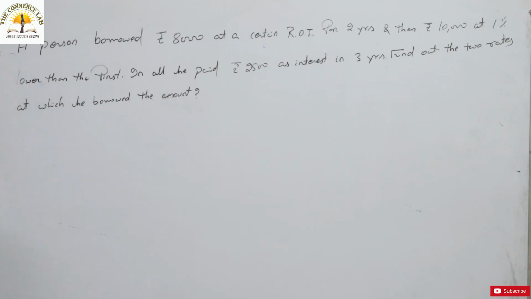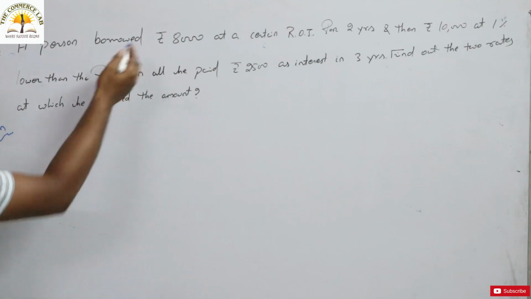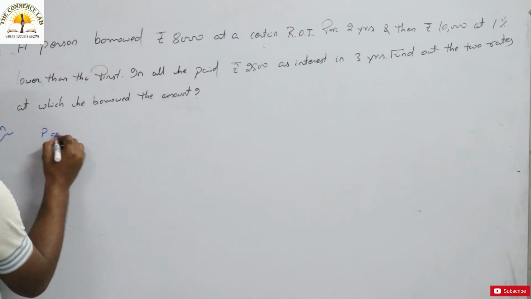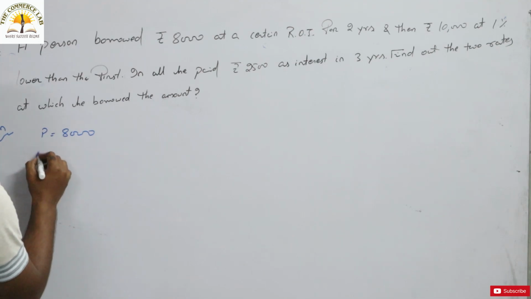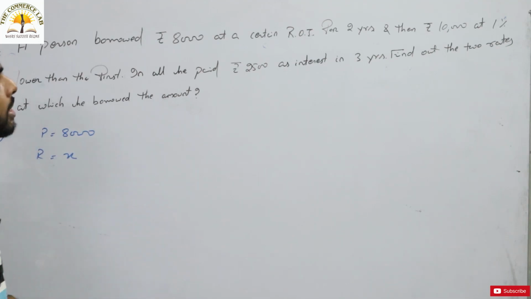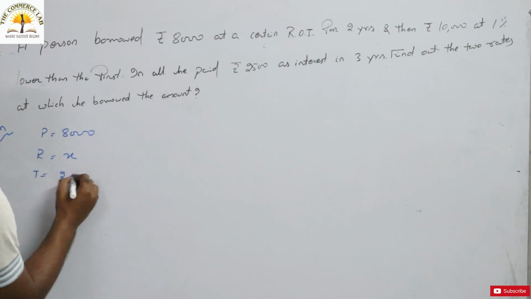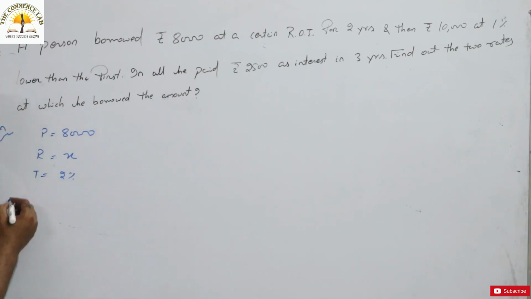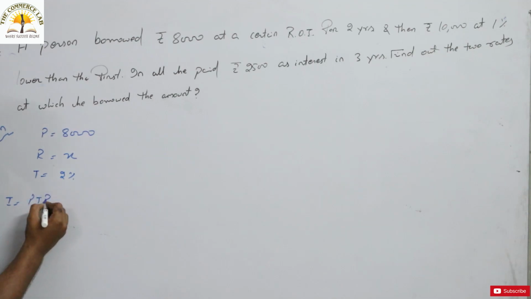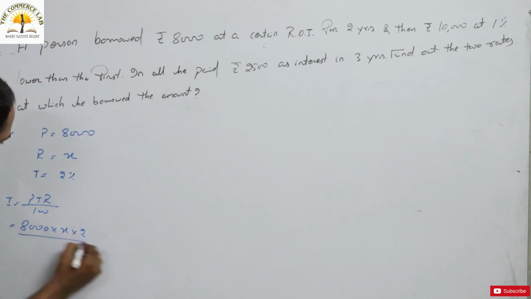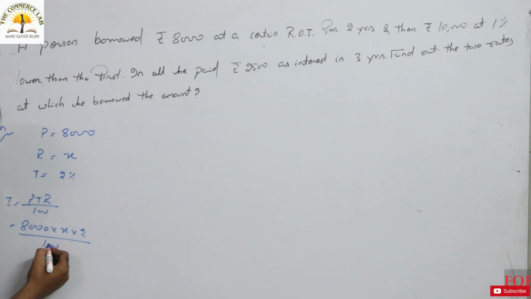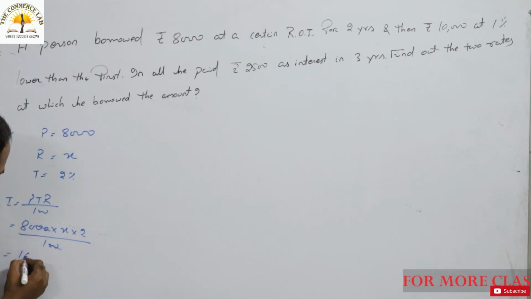So let's see how we have to proceed. Here it is given P equal to 8,000. R is equal to, let X be the rate of interest. T is equal to 2 years. So I equal to PTR by 100. 8,000 into 2 into X by 100, the zeros cancelled, 160X.